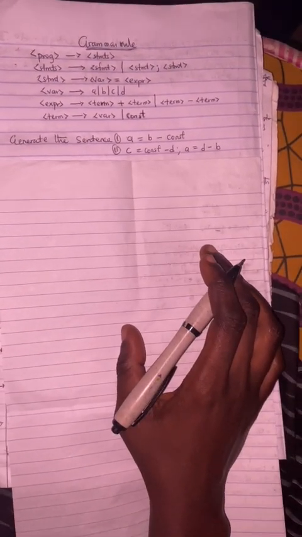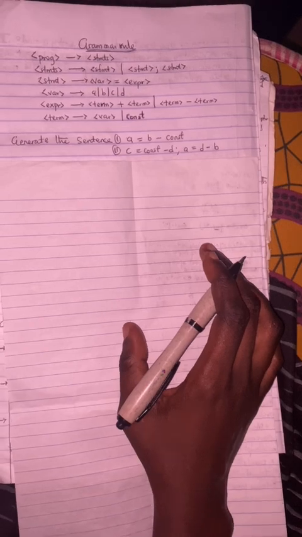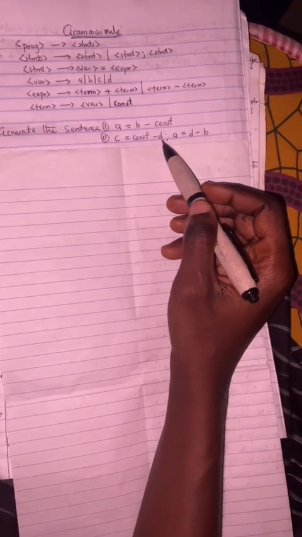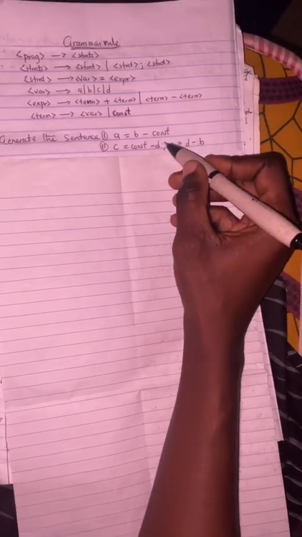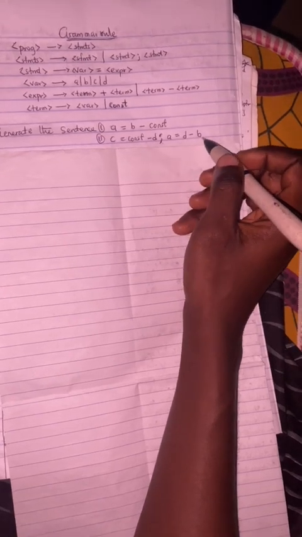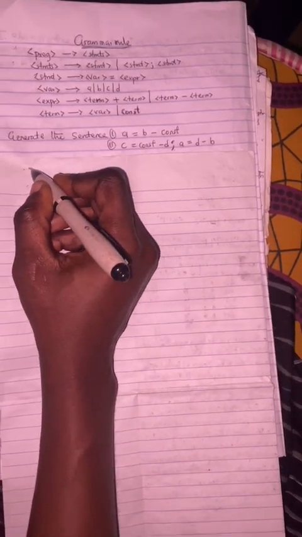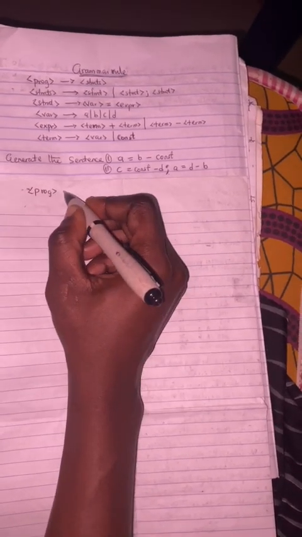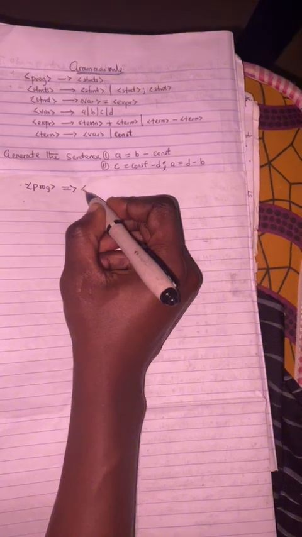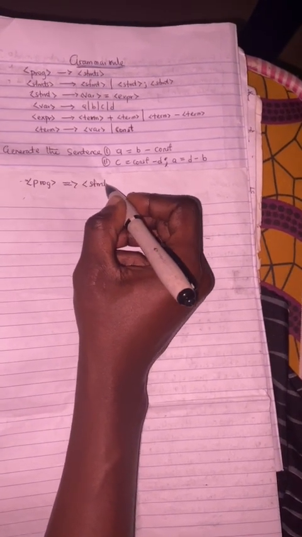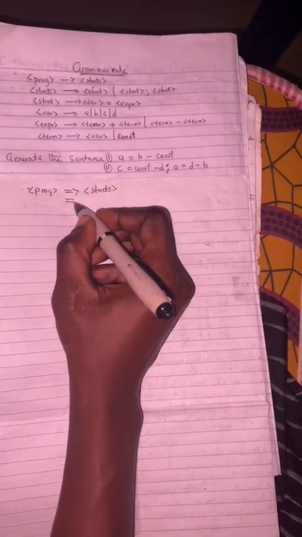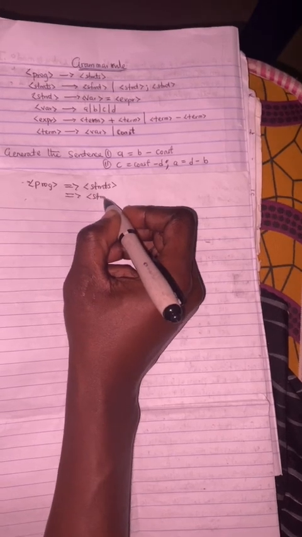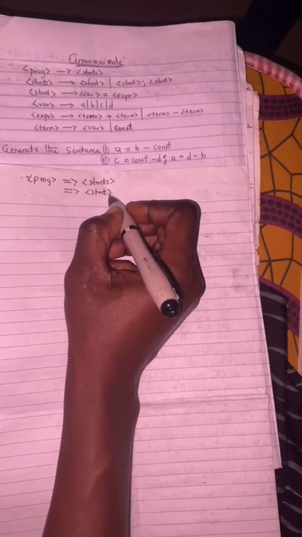Okay, we want to solve the second question now, to generate the second sentential form. So we're having C equals const minus D, semicolon, A equals D minus B. We are going to start as we started initially. We'll have our prog, which will give us yield. Remember the two lines, statements with S. Now our statements will give us statements with just one, no S.